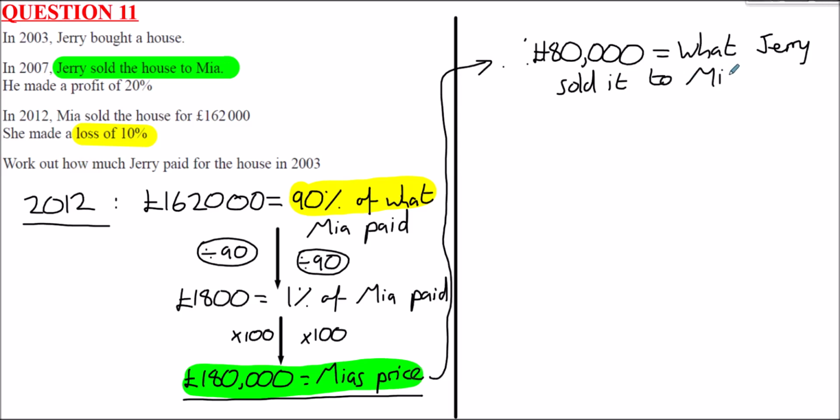So we're getting closer to what we need to work out. But now, Jay made a profit of 20%. So this £180,000 is actually more than what he bought it for. So 100% plus an extra 20% means that £180,000 must be 100 plus an extra 20%. It must be 120% of what Jerry paid.